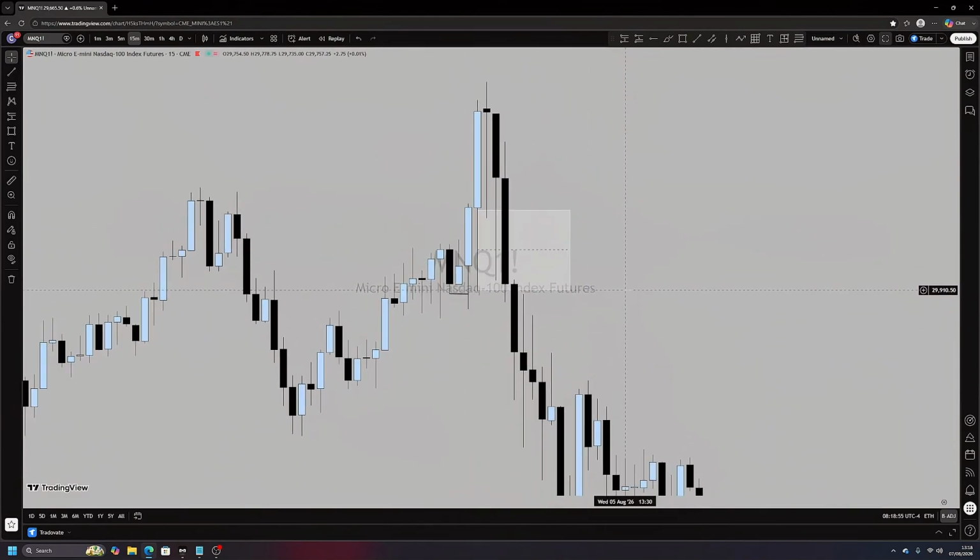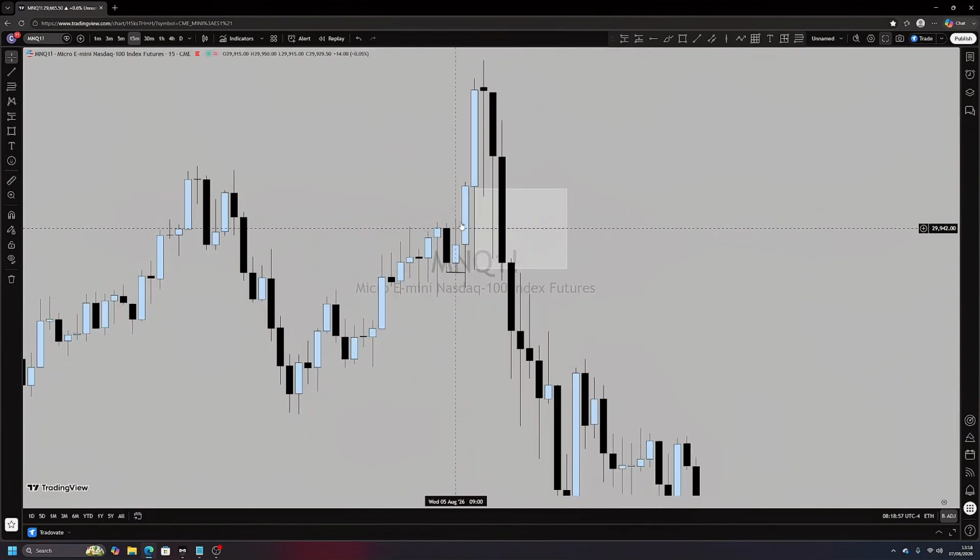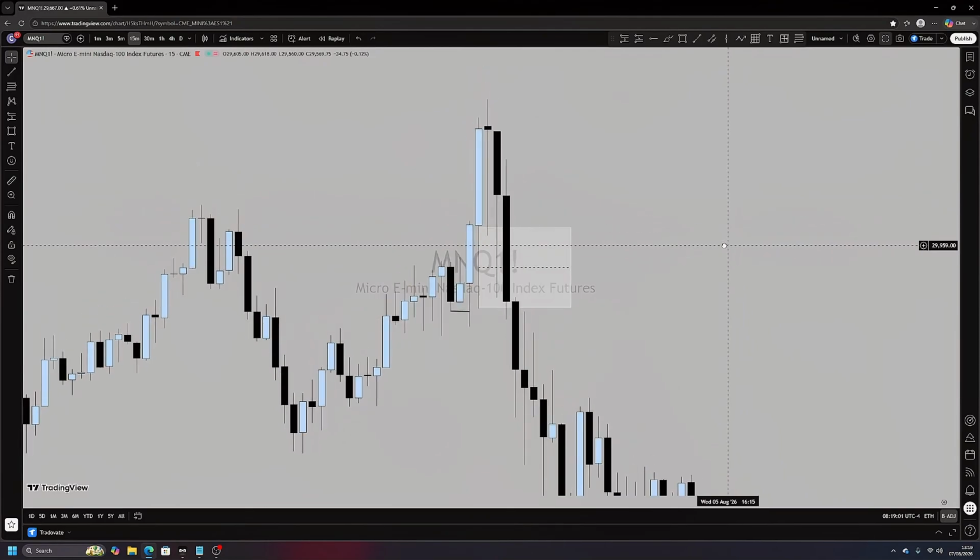And then again, it doesn't mean it's always viable. We're in the middle of a bunch of chop. It was just a random sweep, and then it formed a rejection block. It doesn't mean it's a good one to take.